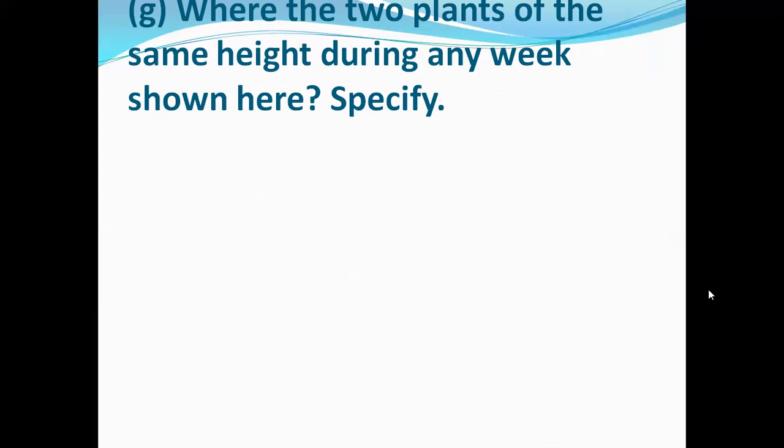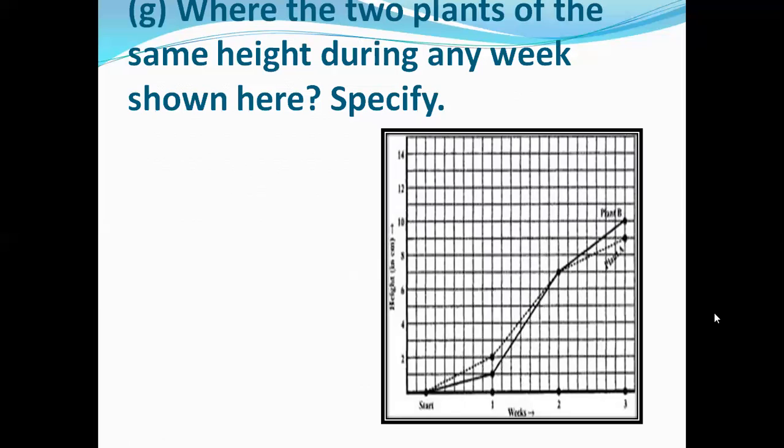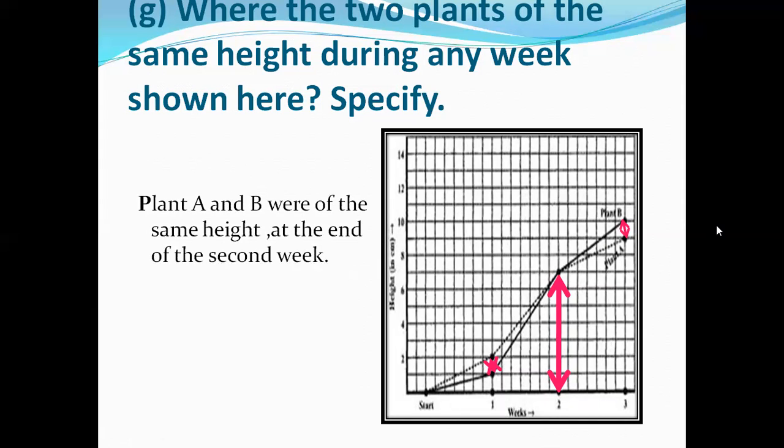Were the two plants of the same height during any week shown here? So here the question is whether the two plants are of the same height. In which week are they the same, we are going to see. Look at the first week: there is a difference here. Looking at the second week, you can find no difference, it is the same. And at the third week also you can find a difference. Finding a difference means you can see the gap, but at the second week plant A and plant B are of the same height. So during the second week the two plants are at the same height. Plant A and plant B were of the same height at the end of the second week.